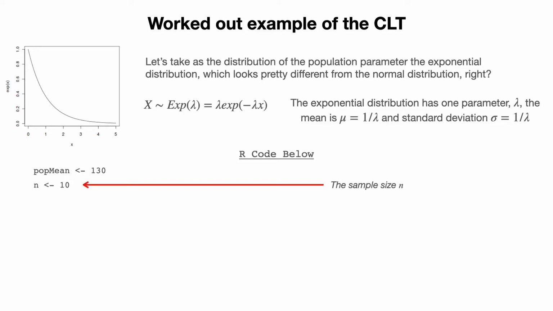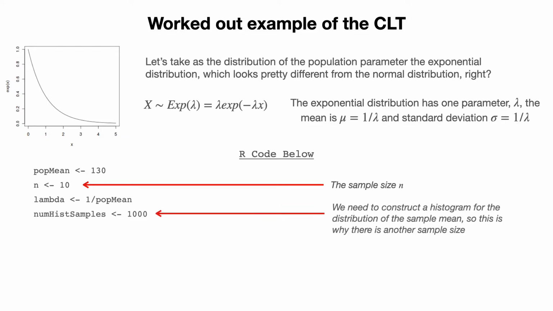And this is our sample size. Let's say our sample size is 10. Let's start with something small. Because I'm saying the population mean is 130, and in the exponential distribution the population mean is inversely proportional to lambda, that means that lambda is 1 over the population mean. And then we need another number, and this is 1,000.